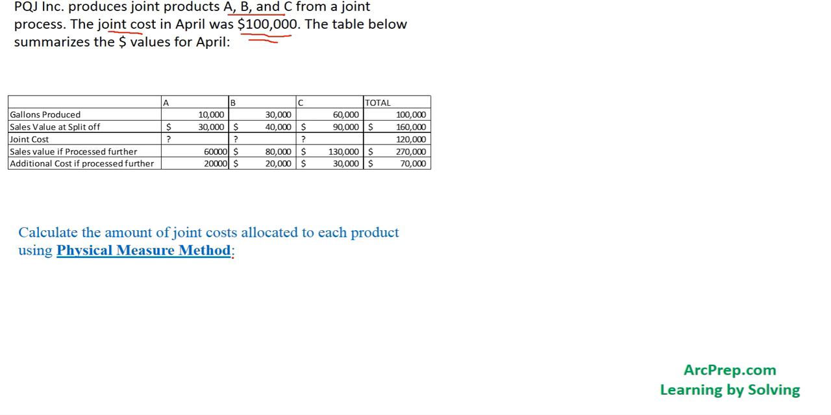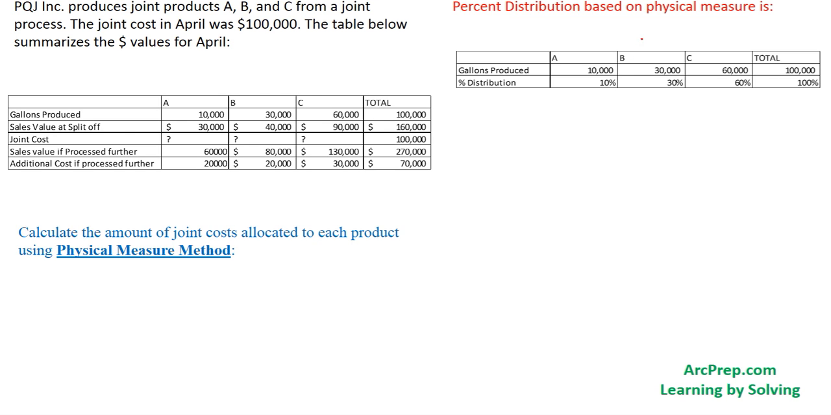One way to do that is by the physical measure method. I'm given some information here: gallons produced, sales value, the joint cost, which is the question mark actually, sales value after processing it further, and additional cost. Now, given that I'm going to use the physical measure method, I'm going to look at the gallons produced and distribute this $100,000 over gallons produced for products A, B, and C. Now, let's take a look at the percent distribution based on physical measure, the gallons that we produce.